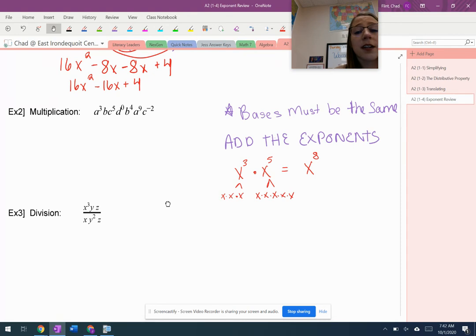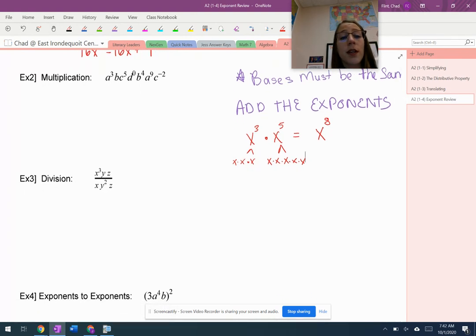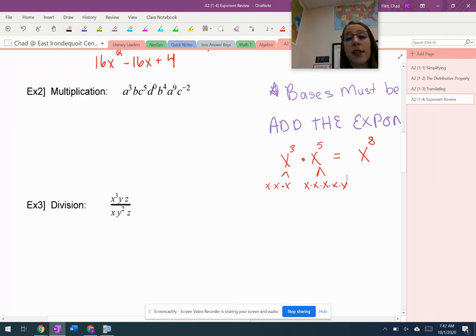So over here in our example 2, I should have broken this up into different videos. Sorry about that. In example 2 here, we're trying to figure out which ones have the same bases, kind of like terms, which pieces are similar that I can combine. So I can see here that I have an a, and I also have an a over here. So a to the third times a to the ninth, again, I'm adding those exponents, so 9, 10, 11, 12 will give me a to the 12th.